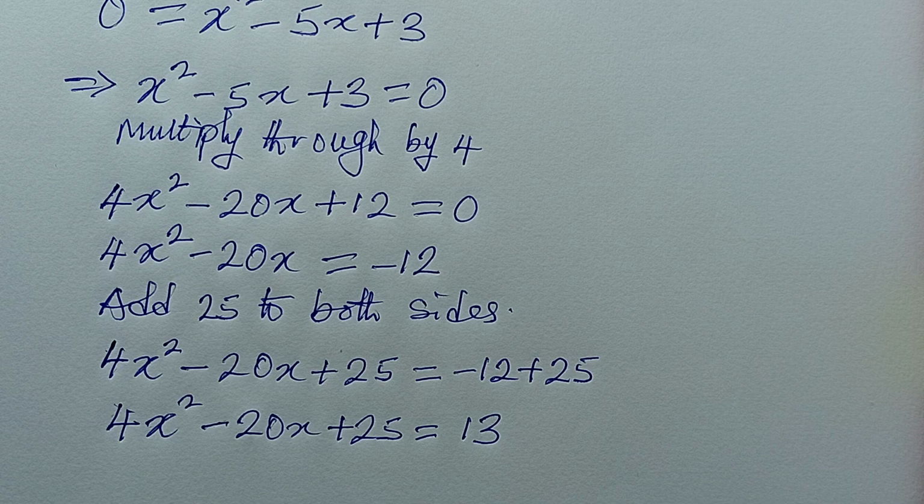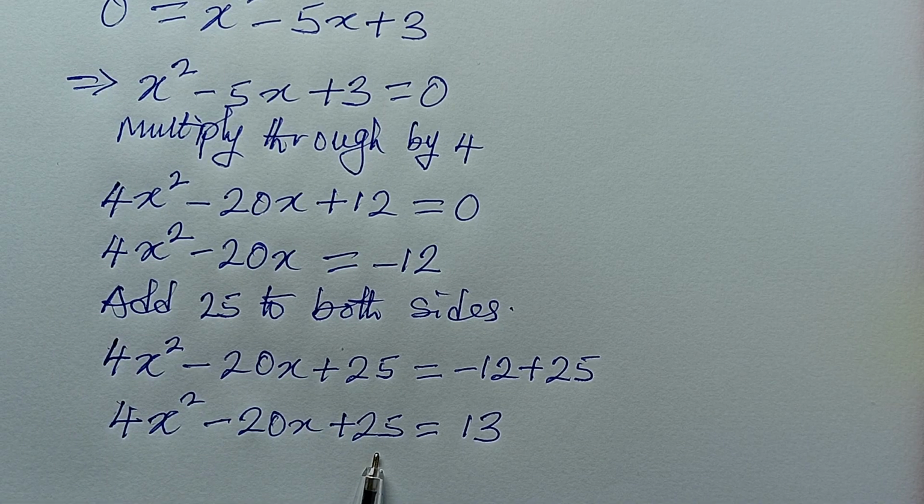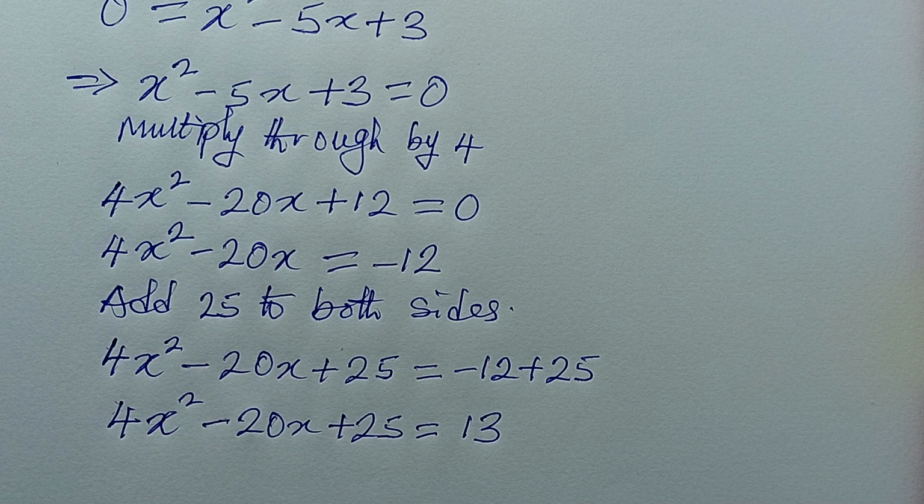And how do we go about that? We use 4 to multiply 25 here, and that will give us 100. So among the factors of 100, we now pick two numbers that when we multiply together will give us plus 100, added together will give us minus 20. And of course, that will give us minus 10 and minus 10.